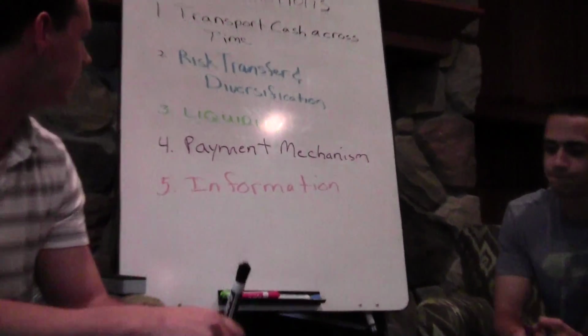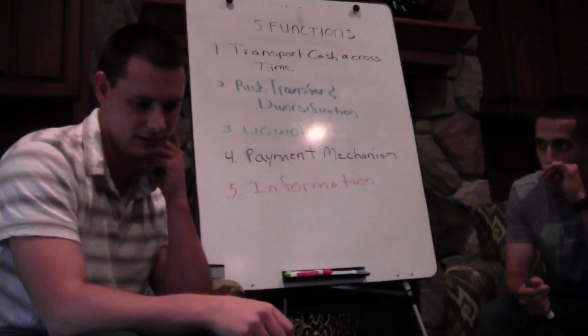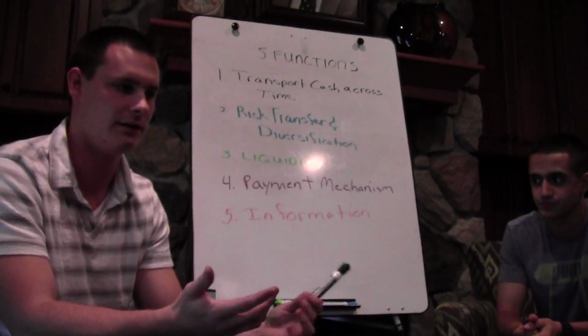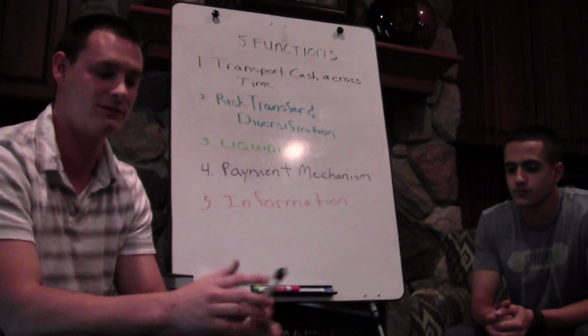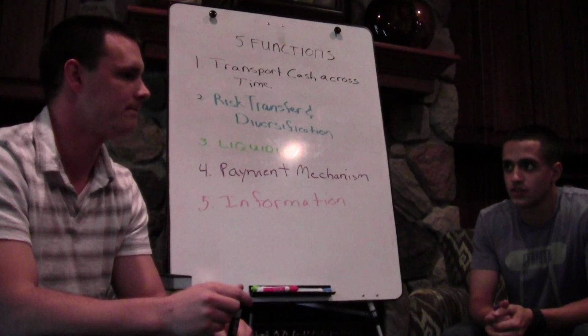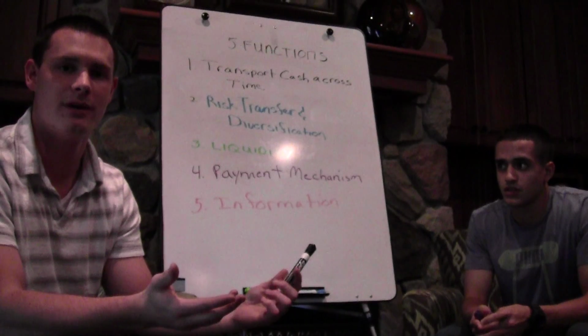So with that said, let's roll on to number 5, which is information. And the nice thing about information is when we talk about intermediaries, they provide all the information to our deficit spending units. They provide information to our surplus spending units. The nice thing is too, you can read up on any stock you want whenever you want.